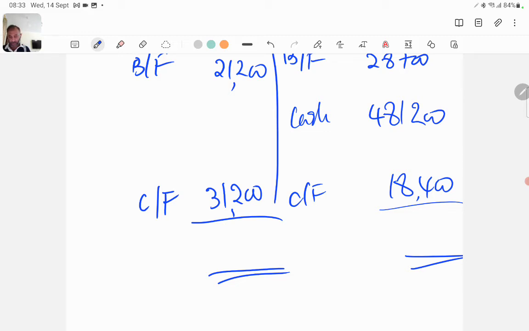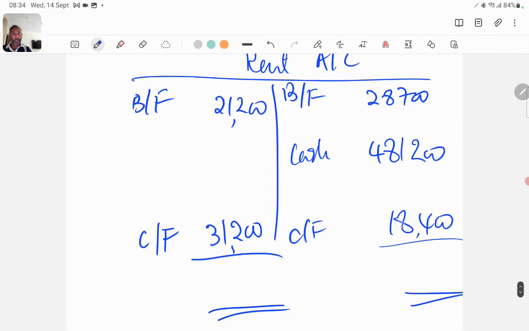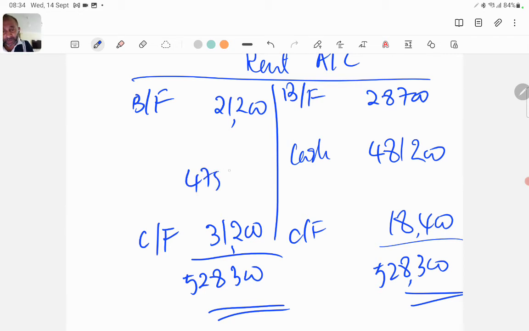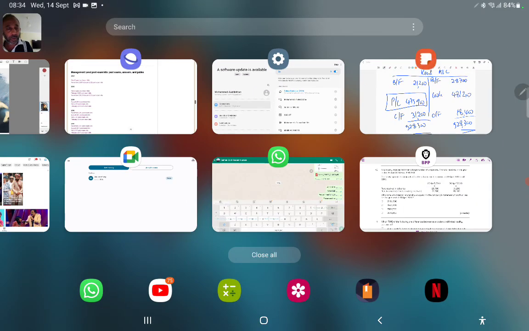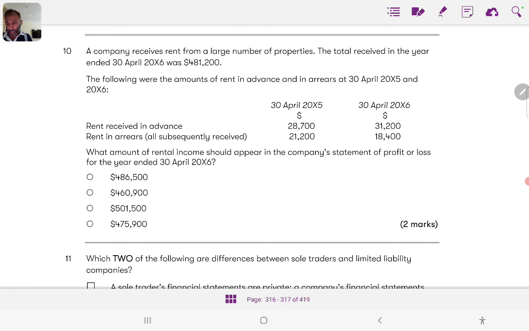Let's work it out. I'm opening my calculator. 28,700 plus 481,200 plus 18,400, which is 528,300. So 528,300 minus 21,200 minus 31,200, so 475,900. This should go to P&L. So you should have that answer, and that is the answer.